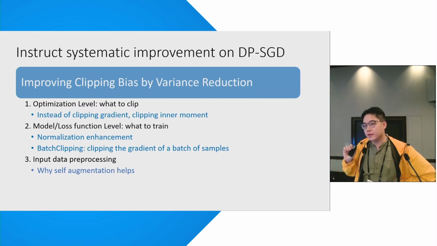Can we clip something else to get more stable updates with lower variance? Also, we need to know that the gradient is determined by your loss function, the model selected, and also your input data. So at the model or network architecture level, what kind of neural network fits DP-SGD better? Also for data pre-processing, what kind of processing may we apply to our training data to enable it to produce more stable gradients?